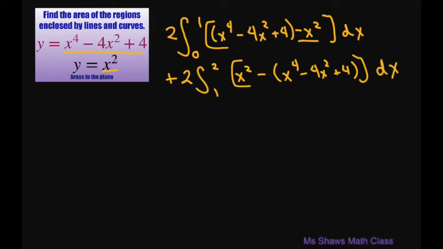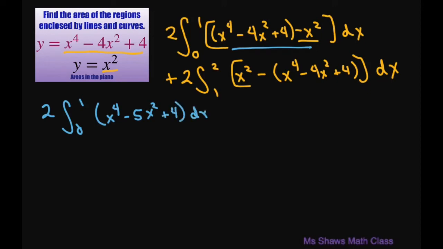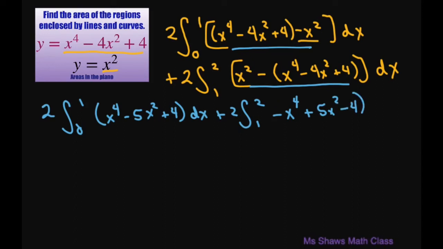So simplifying all this, we're going to get 2 times the integral from 0 to 1. And for this piece, we're going to get x to the power 4 minus 5x squared plus 4 dx, plus 2 times the integral, and now we're going from 1 to 2. And this part here is just going to be negative x to the power 4 plus 5x squared minus 4 dx. All right, let's integrate this.